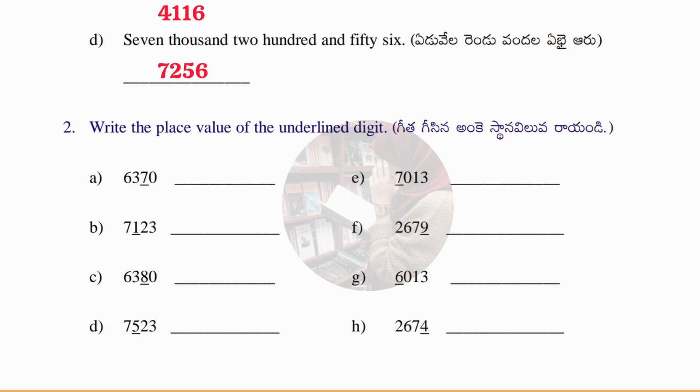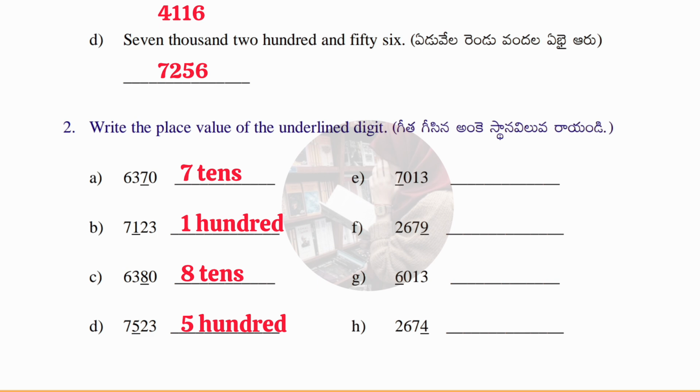Okay, here some numbers are given in which one digit is underlined in each number. So now what we have to do is write down its place value, meaning in which place it stands. Okay, so first number is 6370, where 7 is the underlined digit, so 7 is in tens place. Next, second one, 7123, 1 is in hundreds place. Next third one, 6380, where 8 is in tens place.